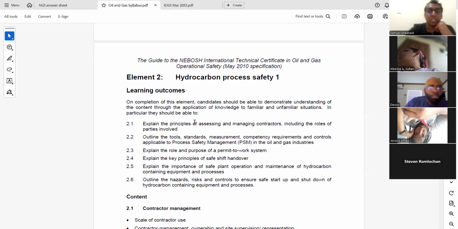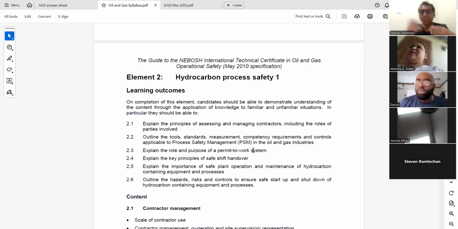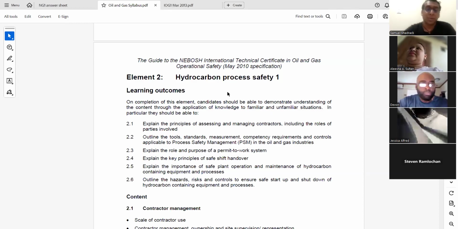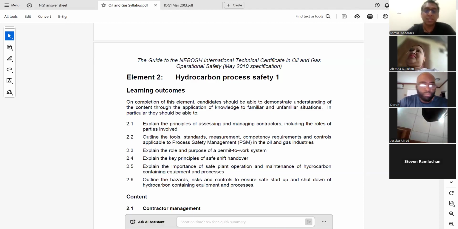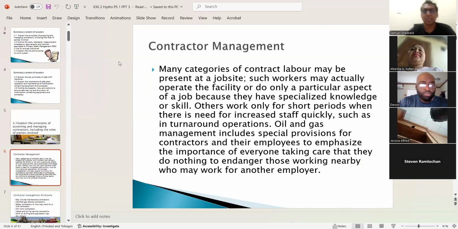If you look here: explain the principles of assessing and managing contractors, outline the tools, standards, and measurements, and explain the role and purpose of permit to work. So I'll try to reach there today. Wednesday we'll probably pick it up with safe shift handover and similar topics. Again, I'd like you all to take part in today's class, because some students here may have done some of these things before. There's really nothing difficult in contractor management. This could just be a 5 minute discussion.